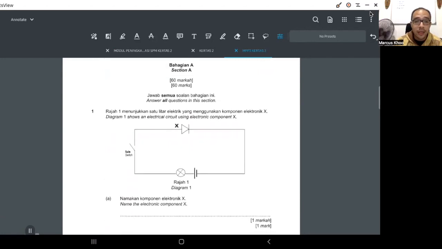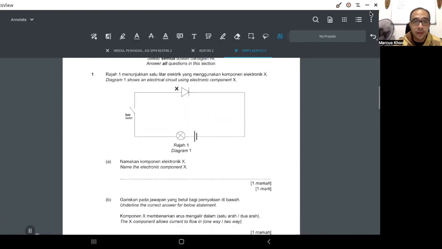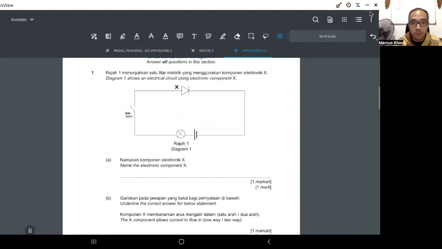Okay, let's begin. This is Terengganu. Okay, Terengganu paper 2, section A. Diagram 1 shows an electrical circuit using an electronic component X. So this component over here is obviously a diode. The one with the triangle and the bar is a diode.